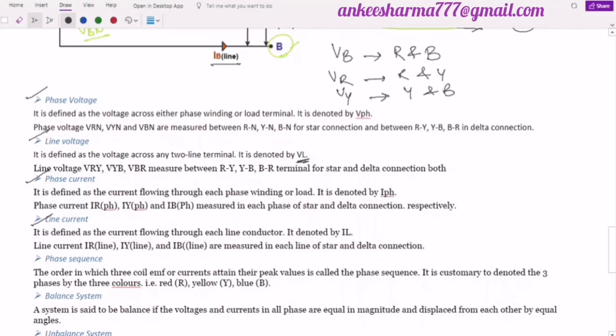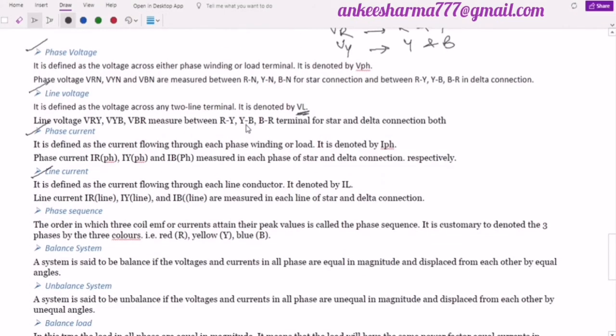Now next one is the phase sequence. Phase sequence is nothing but, as we said, that we are going to have three coils, and all these three coils are phase shifted by 120 degrees. So we need to follow an order in which these three coil EMFs or the currents attain their peak values. It's called the phase sequence.